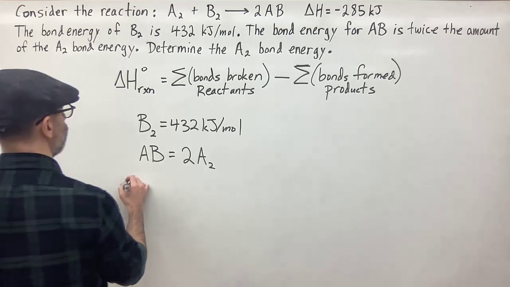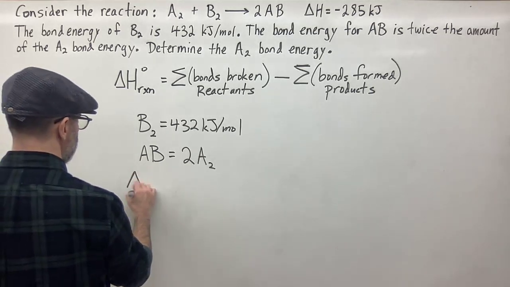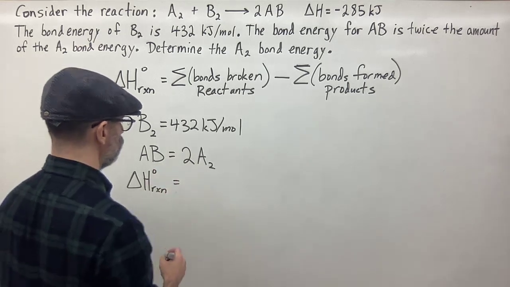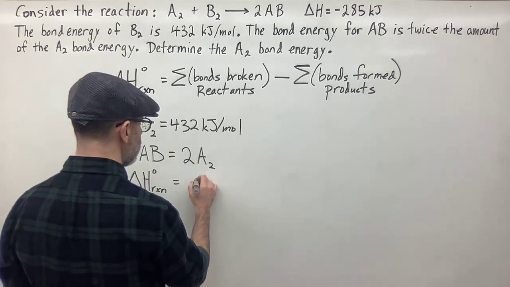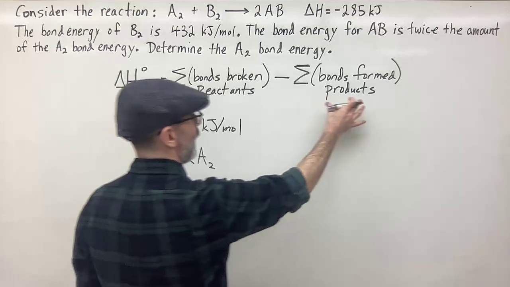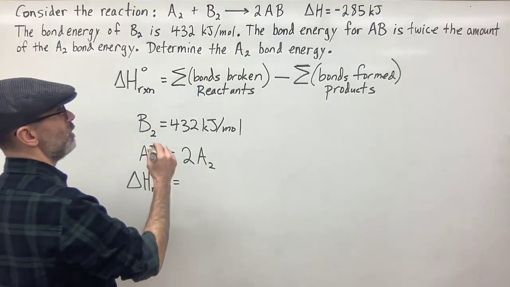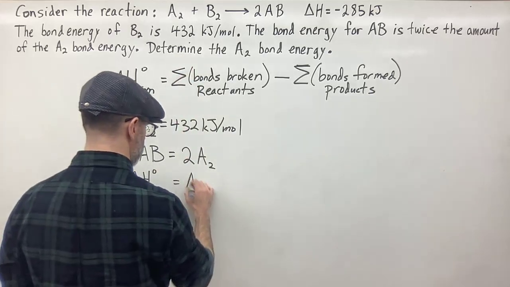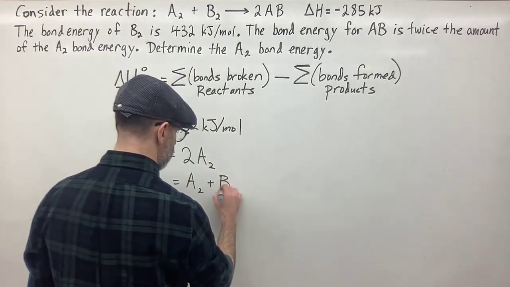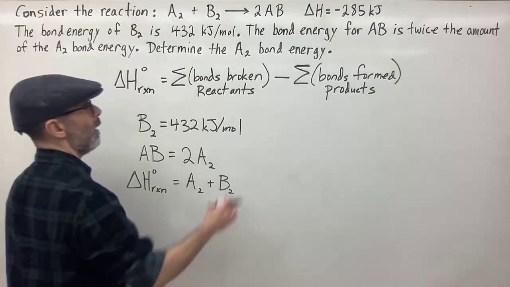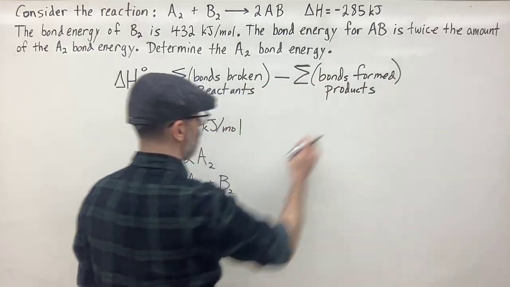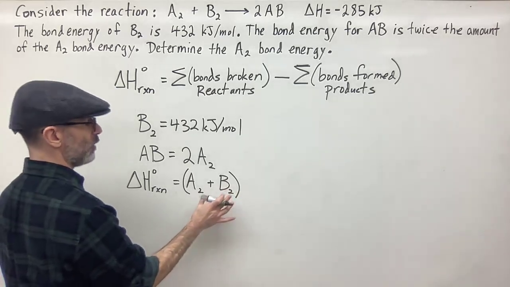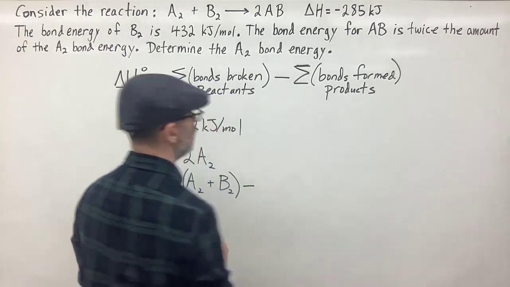Okay, so now that we have that written out, we can write out this equation. If we put it together, the delta H of the reaction is going to be equal to, if I put it simply, reactants minus products. So the reactants are A2 and B2, so it's going to be A2 plus B2, and if we put this in parentheses, this is our reactants, and we're going to subtract the sum of the products.